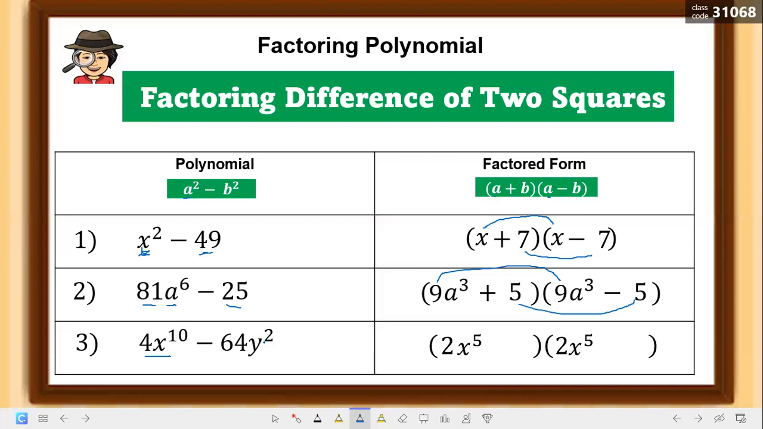2x raised to 5. What about the second term? Cassandra. Ano square root ni 64y squared? Yes, Rafael. 8y po. Okay, very good. So 8y. Then copy the plus minus.